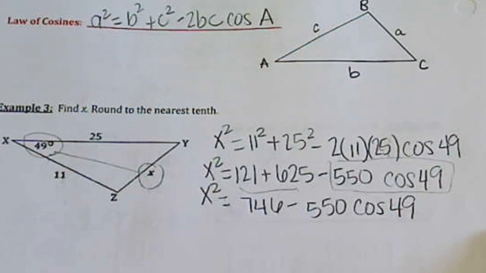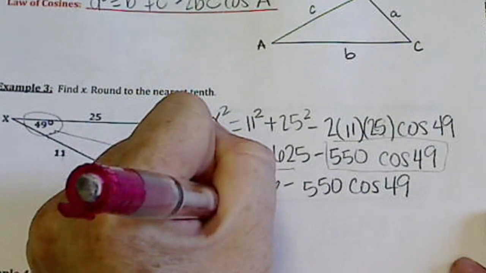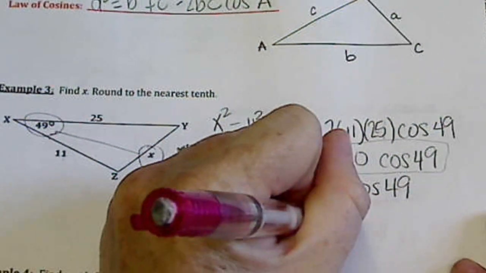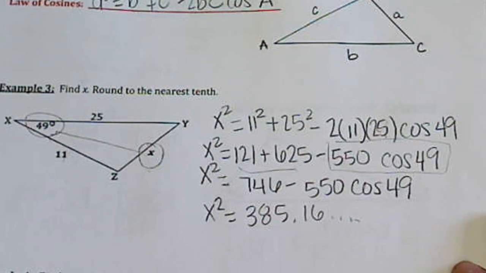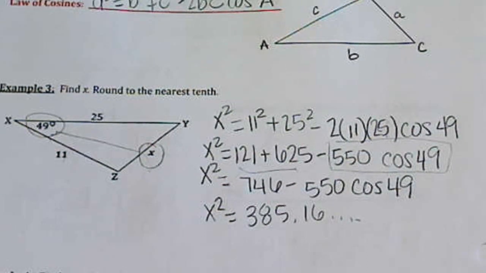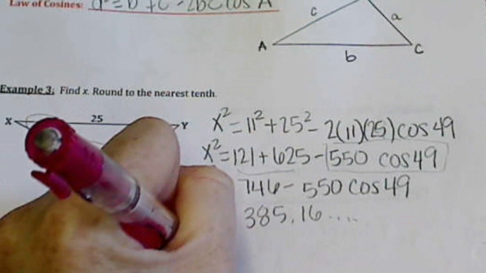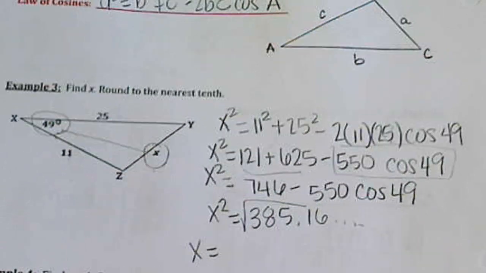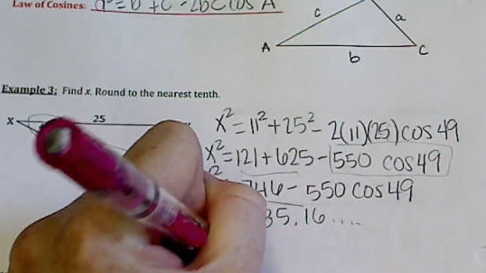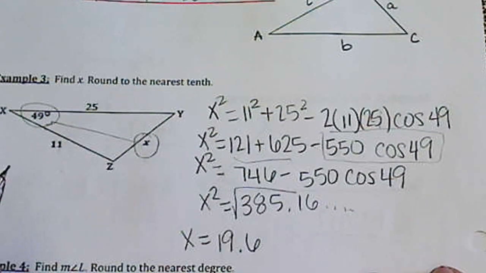Now put that in your calculator and you will get a really long decimal. You should get about 385.16 on and on. Do not clear that. Square root the answer you have in your calculator so that it's most accurate. So x equals the square root of that long number, which is about 19.6. That's how long this side is.